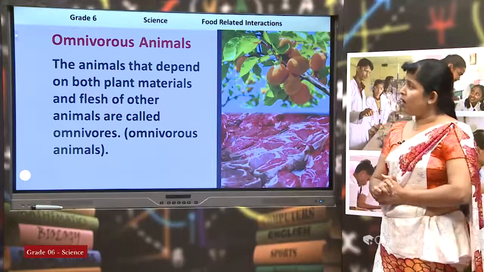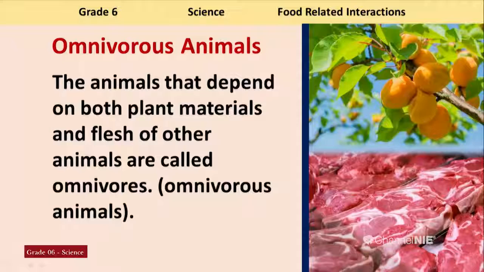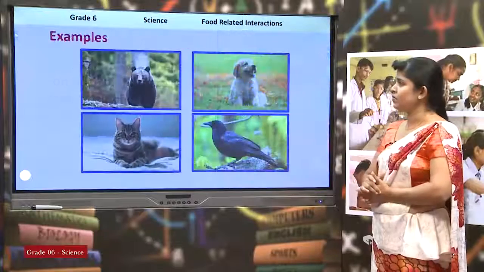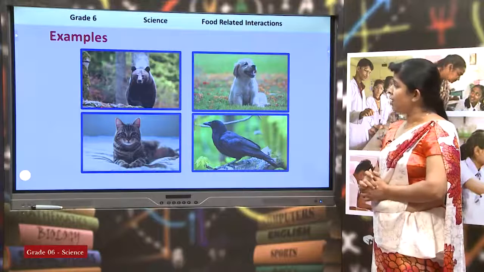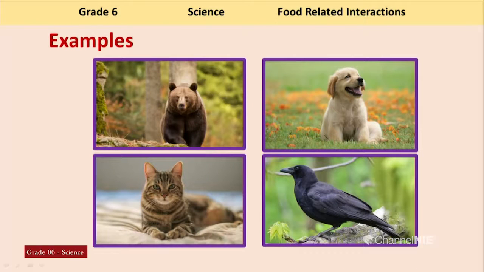Let's talk about omnivorous animals. The animals that depend on both plant materials and flesh of other animals are called omnivores, or we call them omnivorous animals. Let's repeat it. The animals that depend on both plant materials and flesh of other animals are called omnivores or omnivorous animals. Here are some examples for omnivorous animals: the bear, dog, cat and the crow.